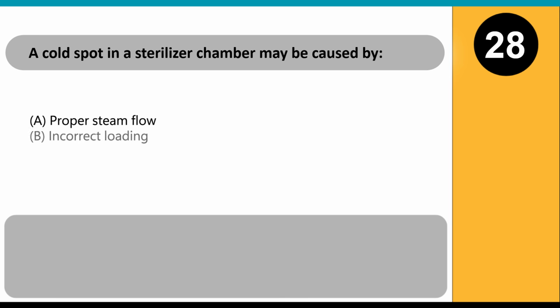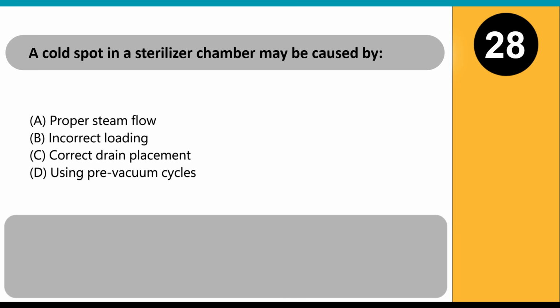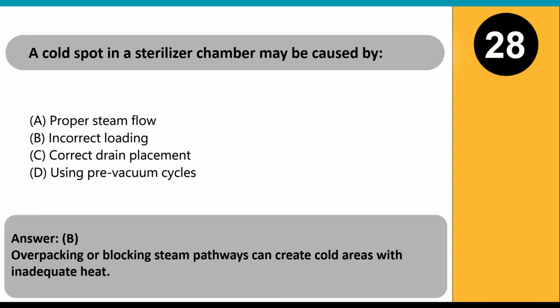A cold spot in a sterilizer chamber may be caused by A. Proper steam flow, B. Incorrect loading, C. Correct drain placement, D. Using pre-vacuum cycles. Answer: B. Overpacking or blocking steam pathways can create cold areas with inadequate heat.